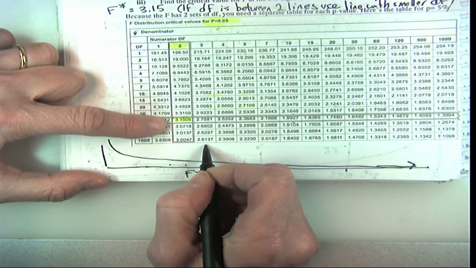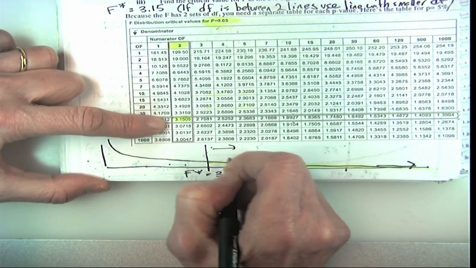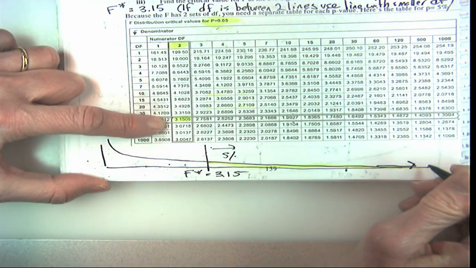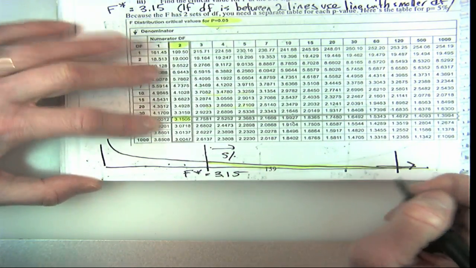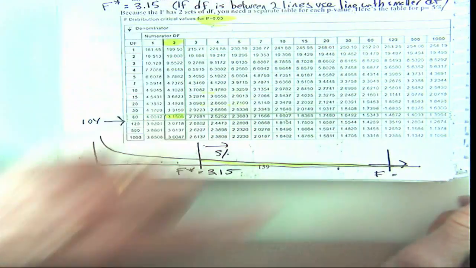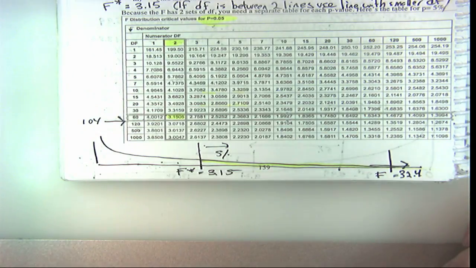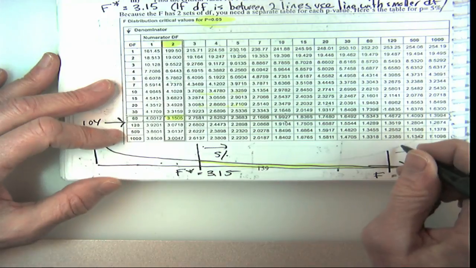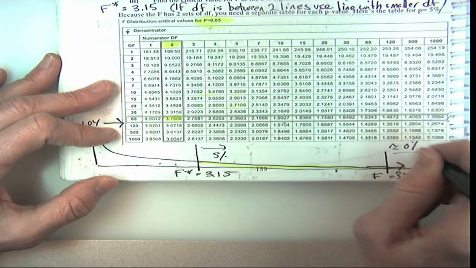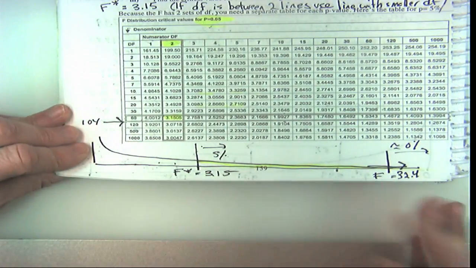And what does that mean? It means that this whole thing, this is 5%. Now we're going to compare our F-stat, which is way out here. It's actually further, but our F-stat is 32.4. So our p-value, which is this part, is again almost equal to 0%. Okay? So that's the picture.